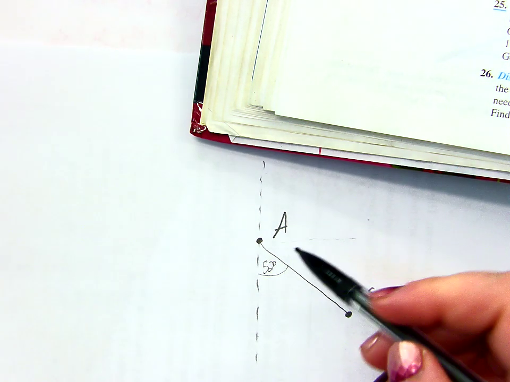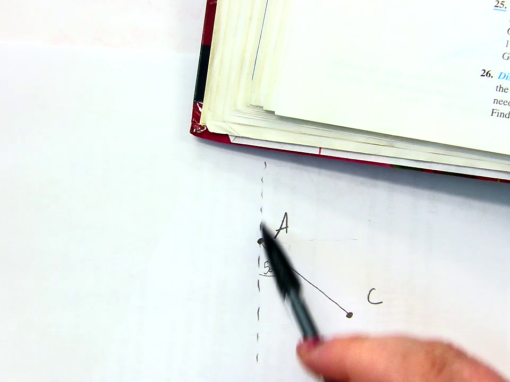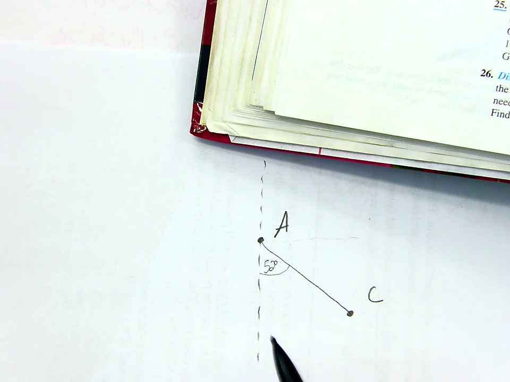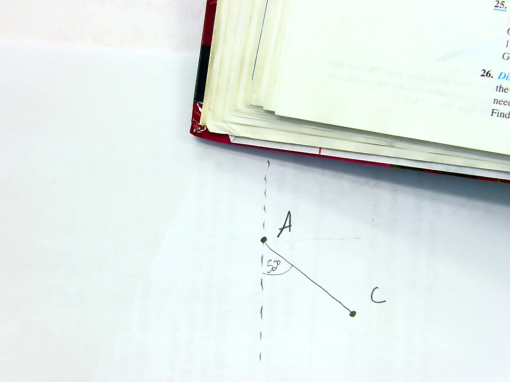Okay? A lot of times kids mistakenly put this angle as 52. It's always off the north-south line. So I have north-south, and I went 52 degrees in the east direction.